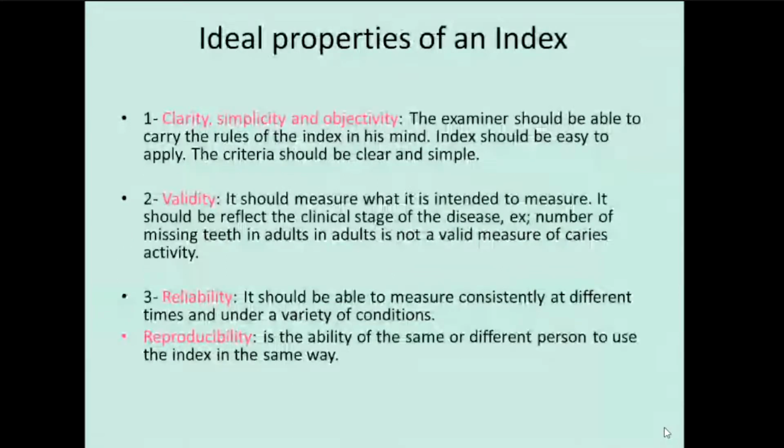Ideal properties of an index. First of all, it's supposed to be clear, simple, and objective. The examiner should be able to carry the rules of the index in his mind. Index should be easy to apply. The criteria should be clear and simple.